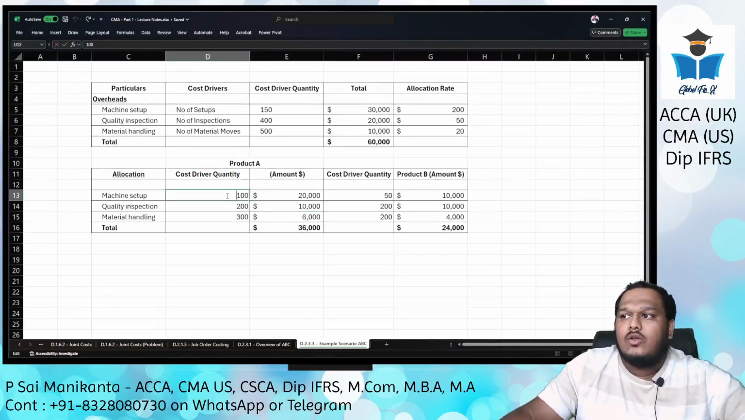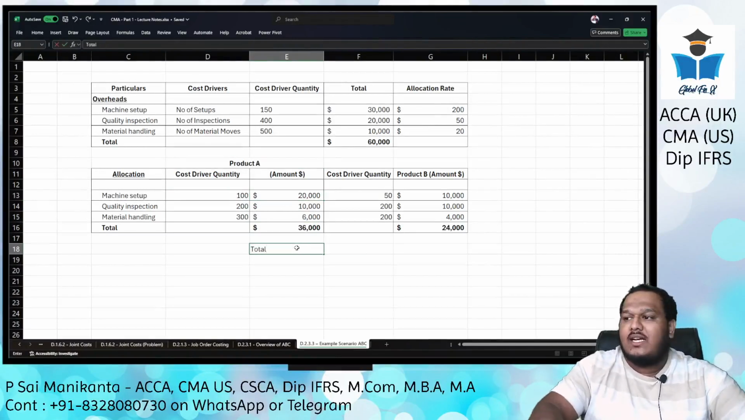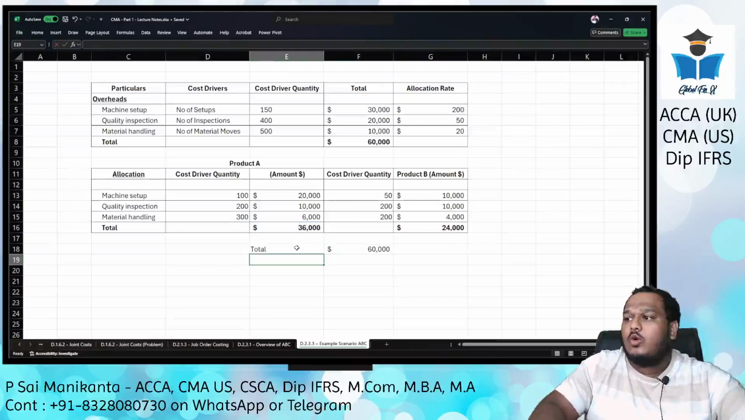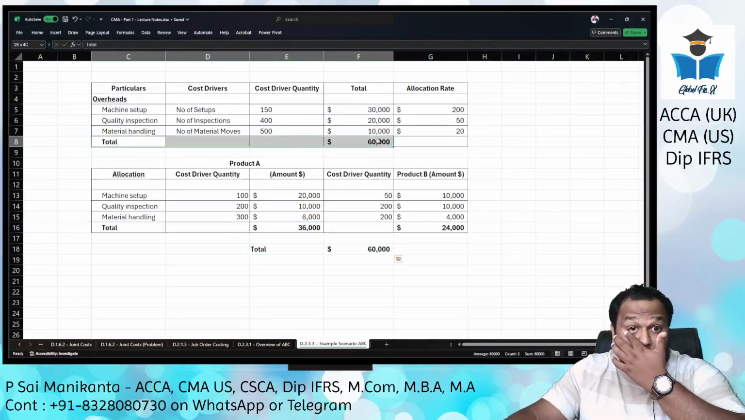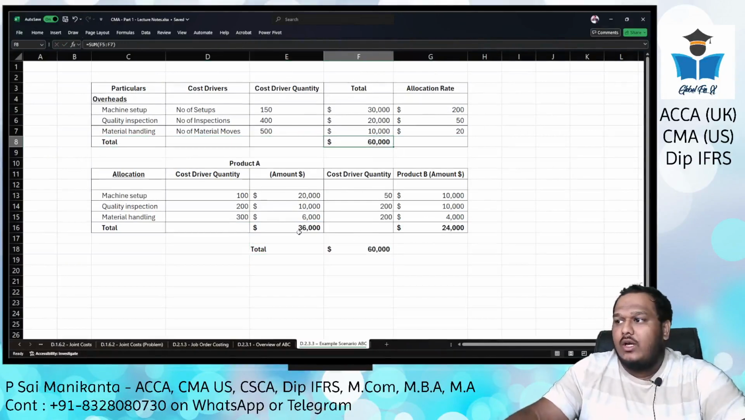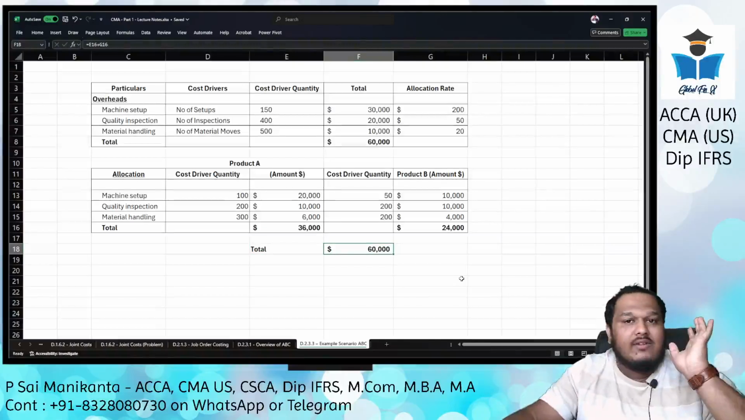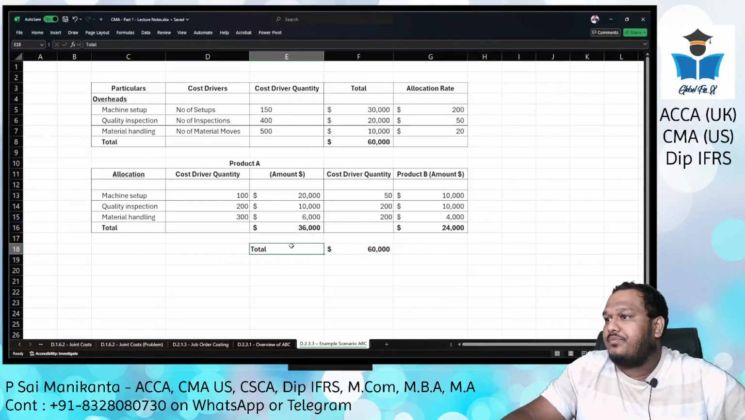See, here 100 machinery setups are needed. Per setup $200. 100 into 200 is 20,000. Always ensure to check that the total that you allocated is equal to the total of the expenses given in the question. Here, total overheads of 60,000 is given in the question, and you allocated 60,000. So your answer is correct. Otherwise, you have made a mistake somewhere. Simple.